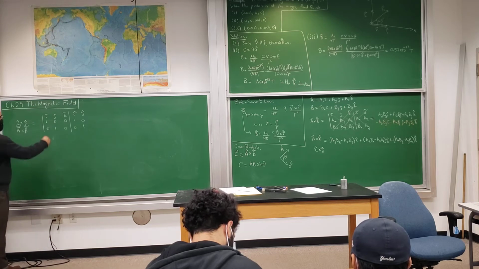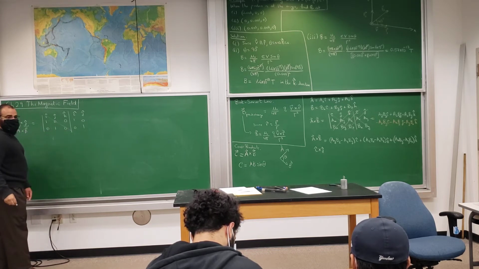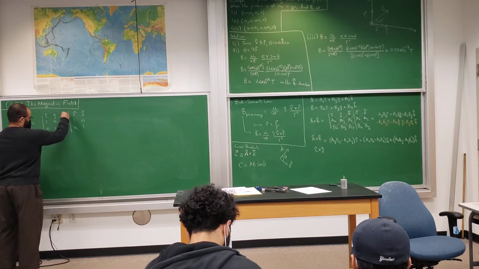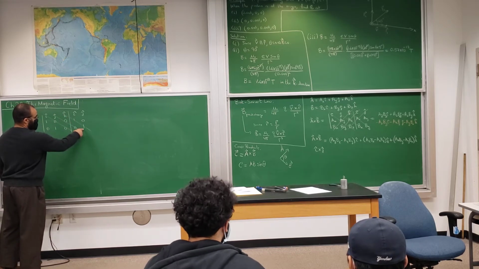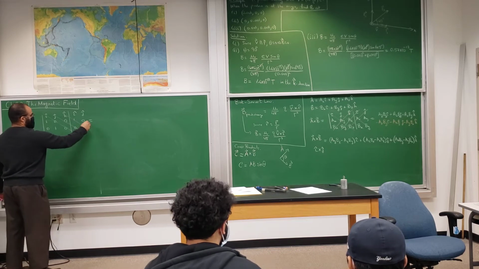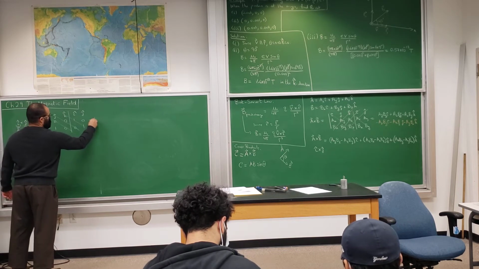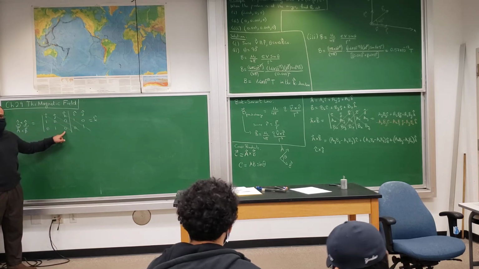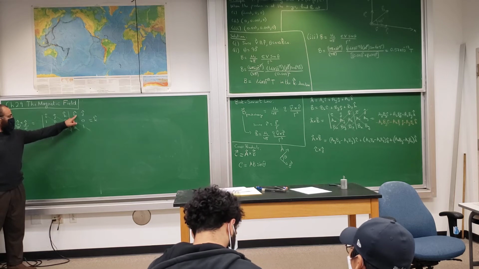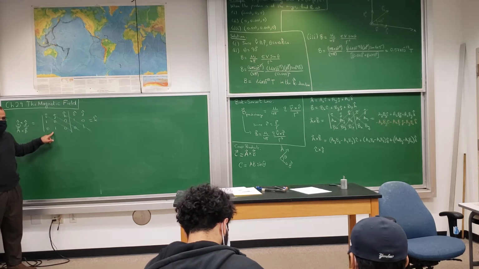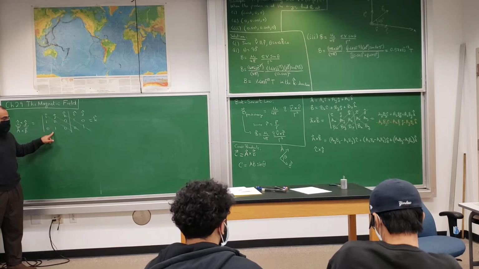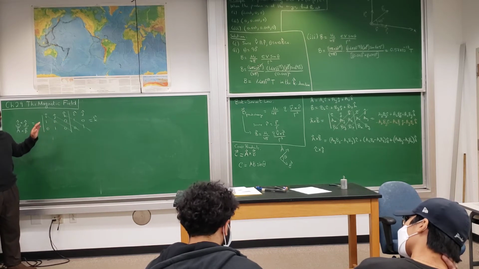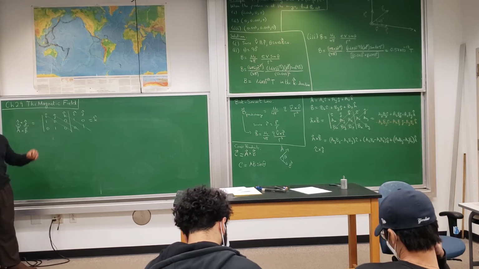Now multiply across. What is i hat times 0? 0. j hat times 0? 0. k hat times 1 times 1. So what do you get? One k hat. And then this way, j hat times 1 times 0, 0. i hat times 0 times 1, 0. And then k hat times 0 times 0, zero. So just k hat.